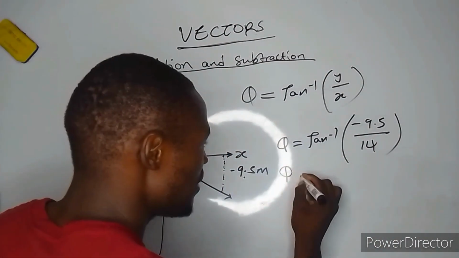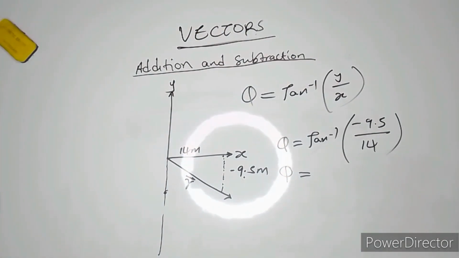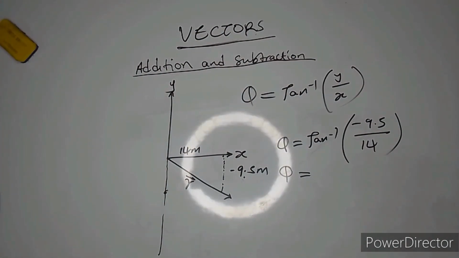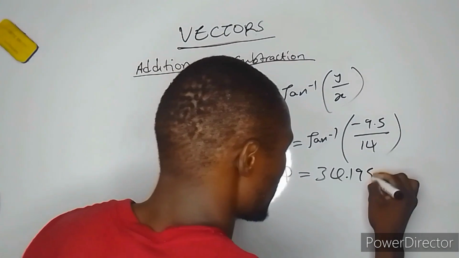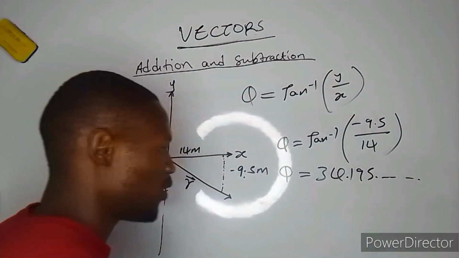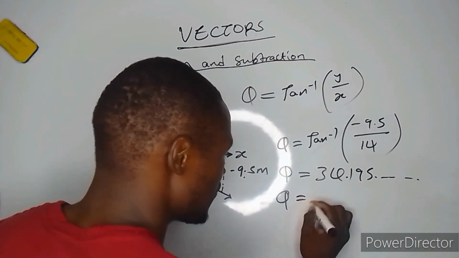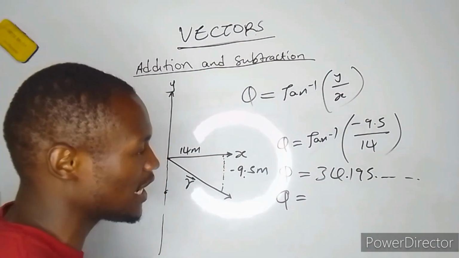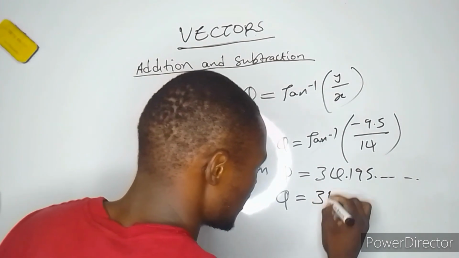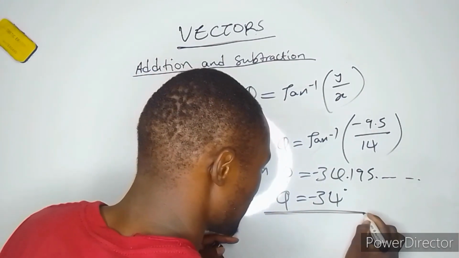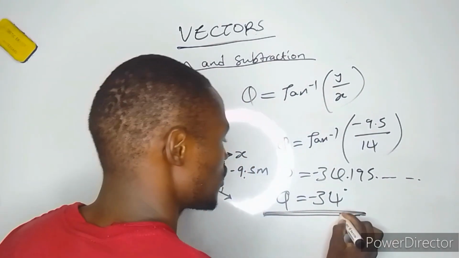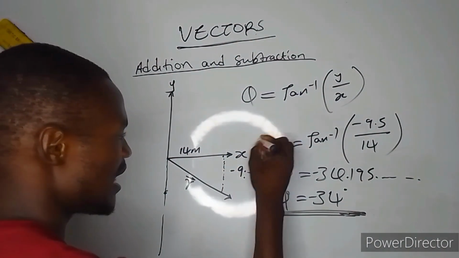So when we manipulate, what do we get? Let's do the calculations. This gives 34.195. Now, we round this off to two significant figures, then we're going to say this is just negative 34 degrees. So it is a negative, don't leave out the negative. So we are done with the first question, which we consider as a.